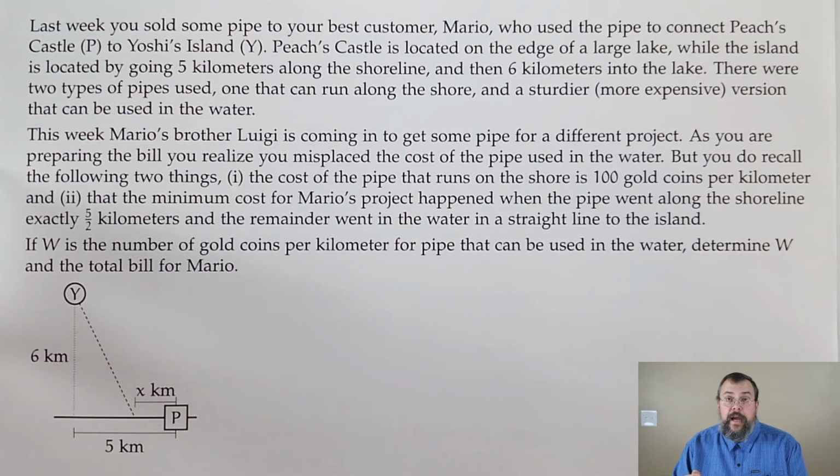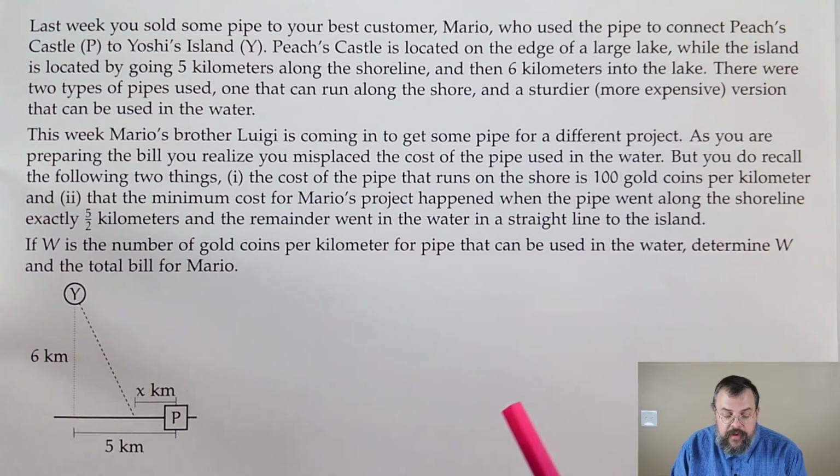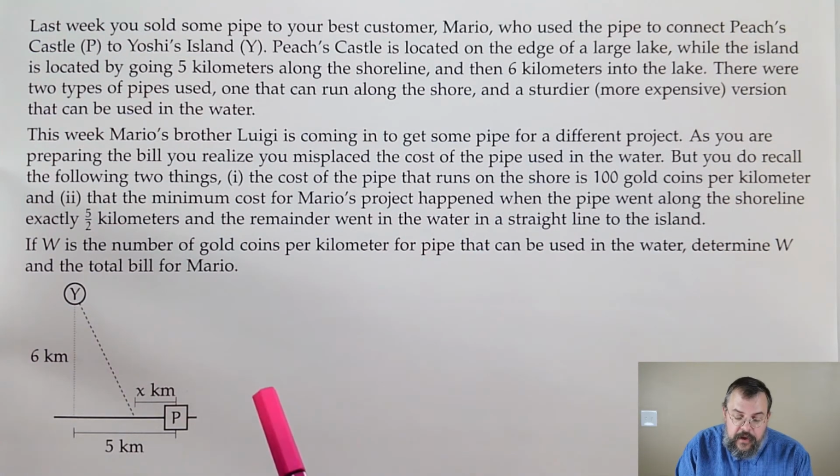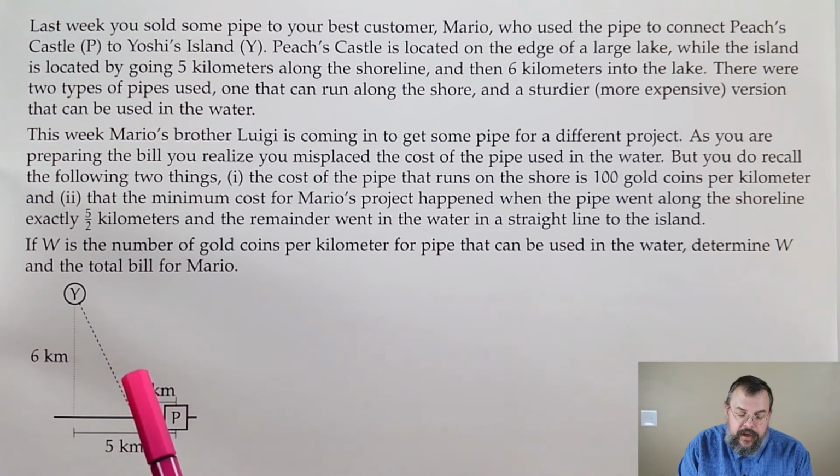Now there were 2 types of pipes used. One that can run along the shore, and a sturdier, and of course more expensive, version that can be used in the water. This week, Mario's brother Luigi is coming in to get some pipe for a different project. As you are preparing the bill, you realize you misplaced the cost of the pipe used in the water. Whoops. But you do recall the following 2 things.